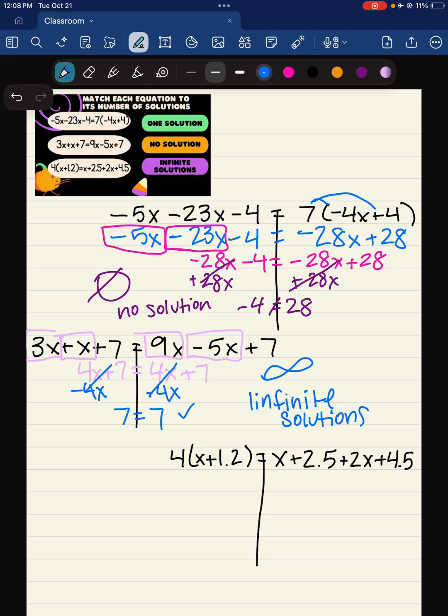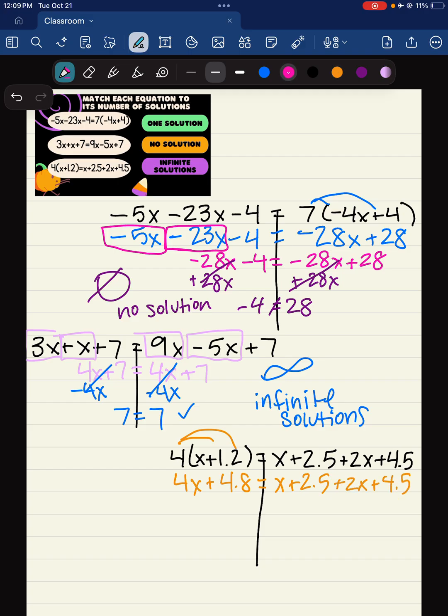All right, let's look at this last one. You're assuming it's probably going to be one solution, right? Well, let's double check here. Do I see parentheses? Yes. We're going to distribute. 4 times x is 4x. 4 times 1.2 is 4.8, equals x plus 2.5 plus 2x plus 4.5.